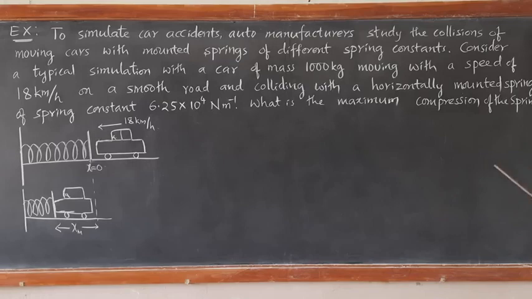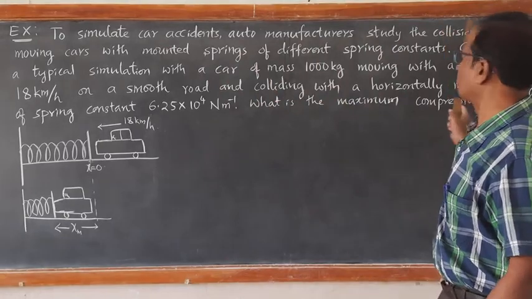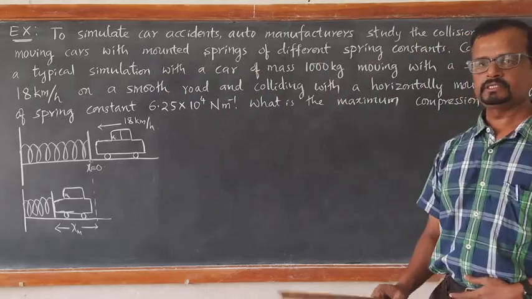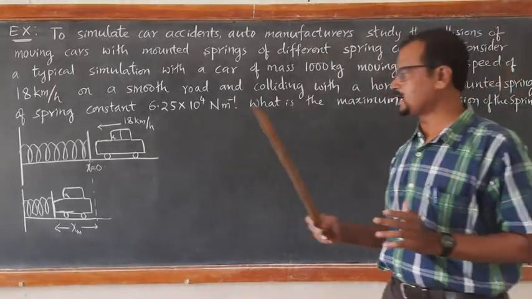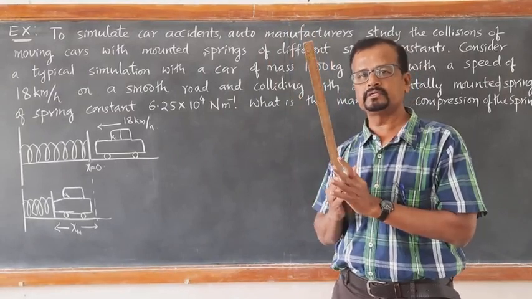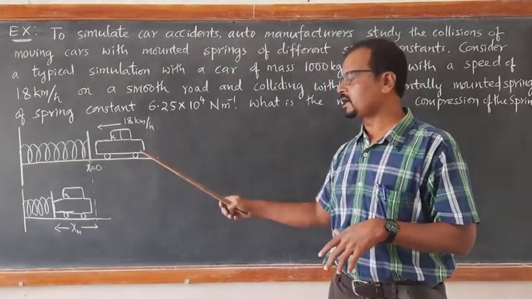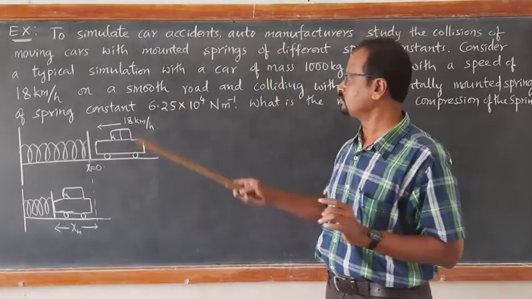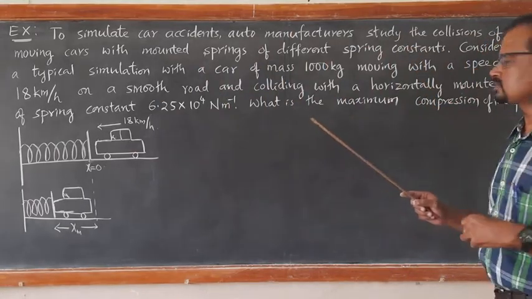Okay, let us solve a problem to simulate car accidents. Auto manufacturers study the collisions of moving cars with mounted springs of different spring constants. This is a simulator to test the impact of speeding cars when they collide with certain objects. Before cars are released into the market, manufacturers carry out this simulation with the help of mounted springs of different, strong spring constants.